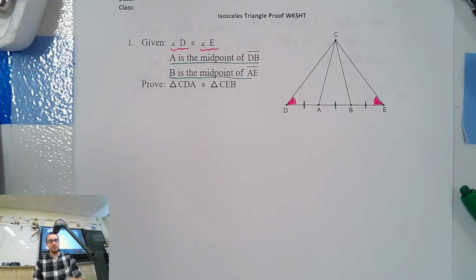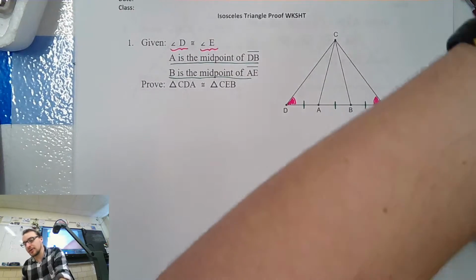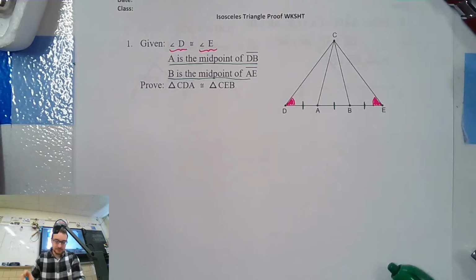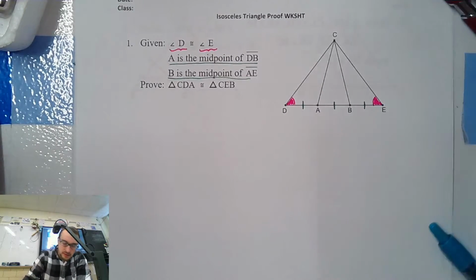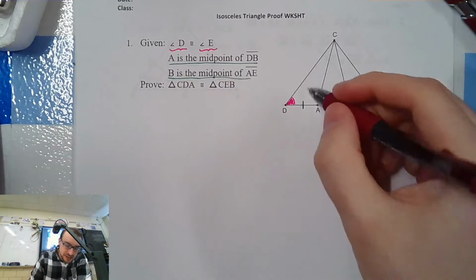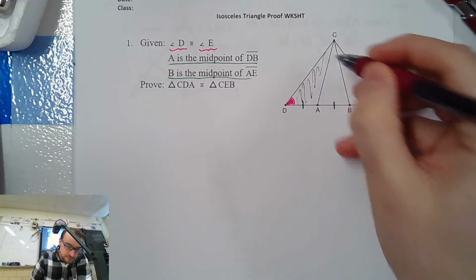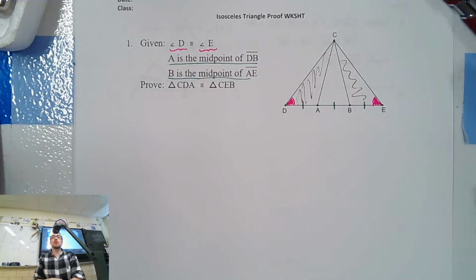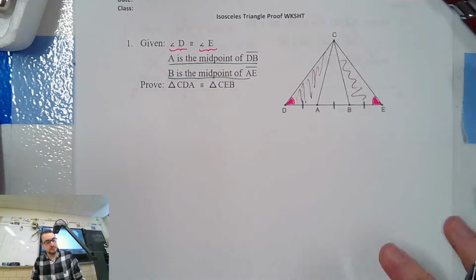Okay. So now we're going to prove that triangle CDA is congruent to CEB. Now, you should not do this. I'm just doing it so you can see what our goal is. Because letters are hard, right? Let's do this. CDA is this triangle. And CEB is this triangle. So our goal is to prove those two the same, right?